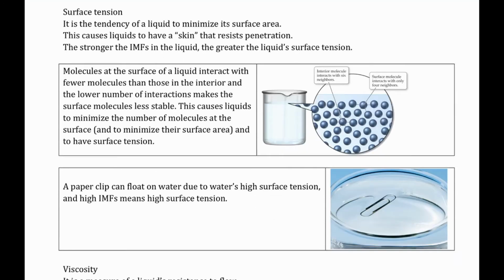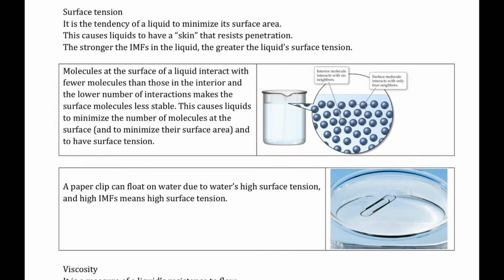All right, liquids have surface tension, and that is the tendency of a liquid to minimize its surface area. This causes liquids to have a skin on their surface that resists penetration. It's harder to poke through. The stronger the IMFs in the liquid, the greater the liquid's surface tension. So high IMF, we expect big surface tension. Or we could say if we measure the surface tension of a liquid to be high, we would deduce that the IMFs in the liquid must be high.